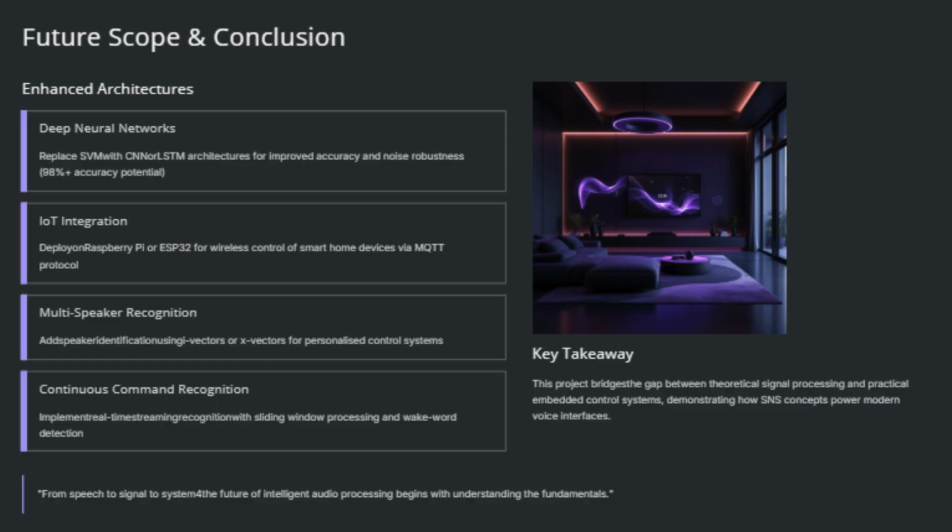For future scope, we can enhance this by using deep learning models, improving noise robustness, or deploying it on embedded hardware like Raspberry Pi for IoT control. This paves the way for intelligent voice activated systems combining the power of signal processing and modern AI.